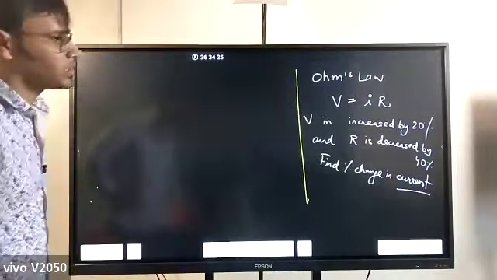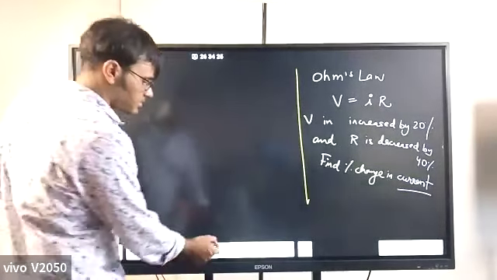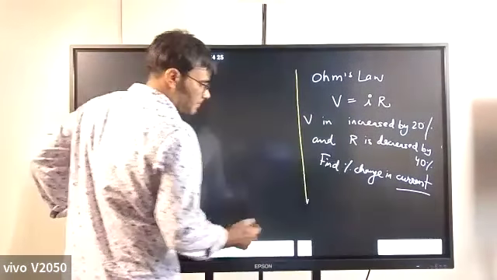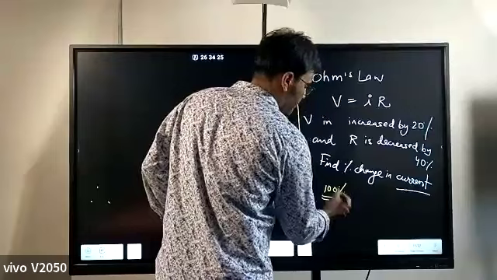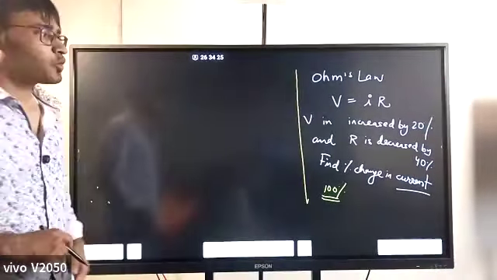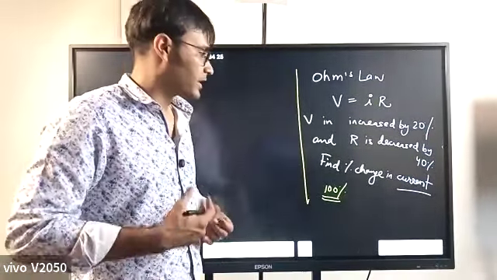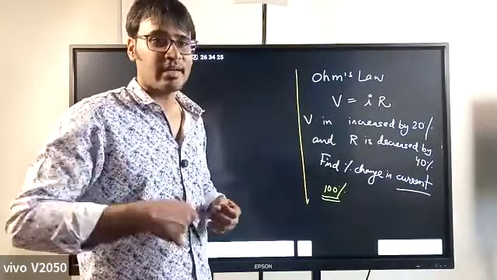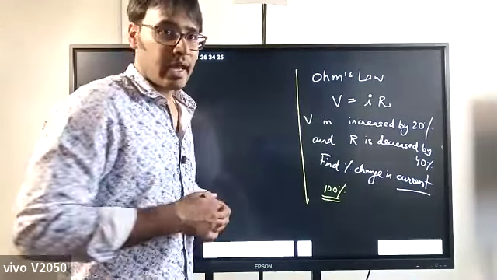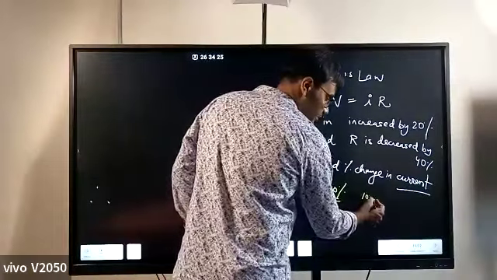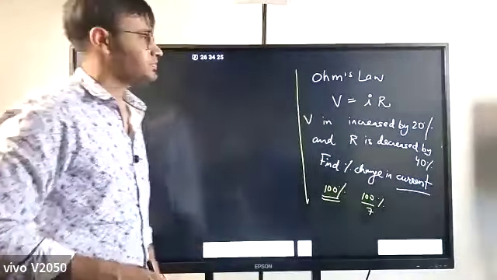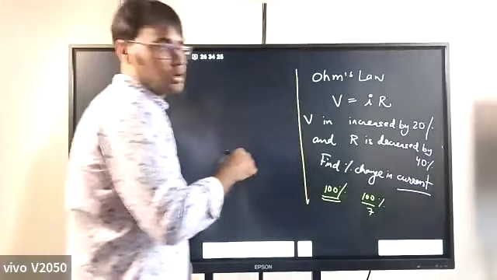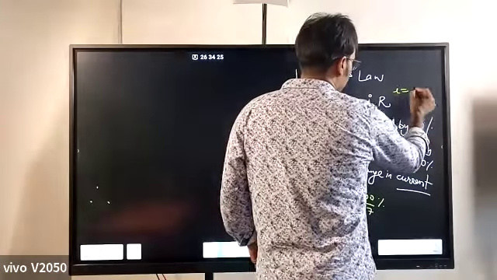Okay. Maximum students are getting answer as 100%. We will check. So 100% increase, until you are getting my point. Current is doubled. Current is doubled. And one student is getting 100 by 7. Two answers I got in the chat box. So our original current is V by R.